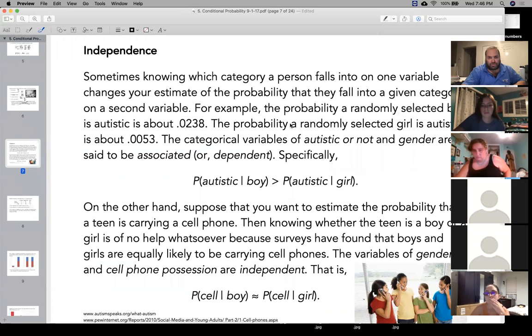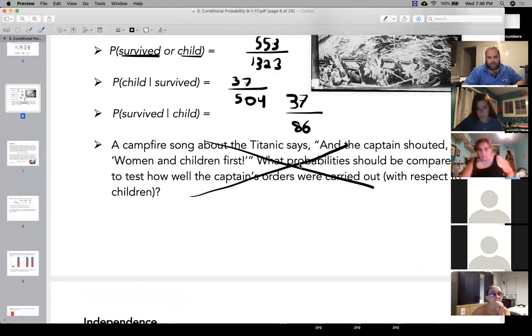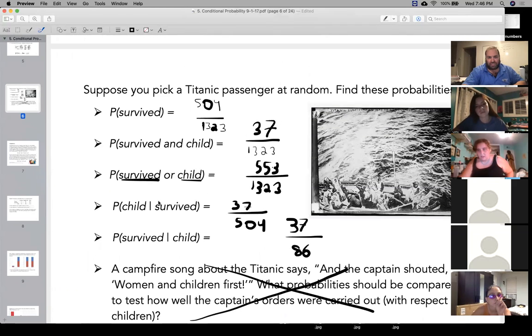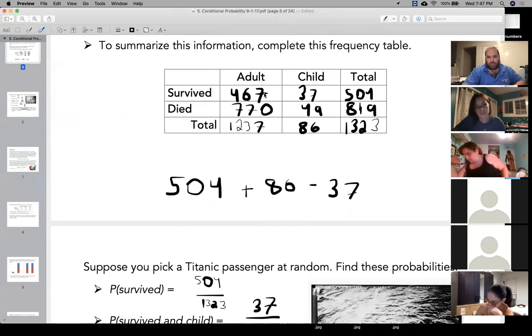How is the denominator 504 on the second to last one? Well, let's take a look at the second to last one again. The second to last one has a condition of survived, correct? Yes. And how many survived? 504. So we only consider the 504 who survived. That's my given. Does that make sense, Nancy?